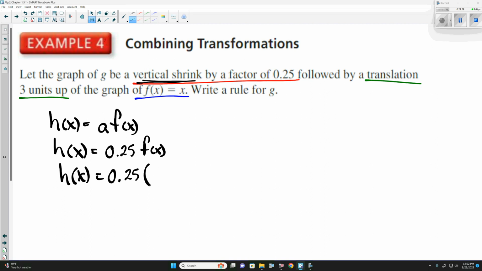Any questions on how we found the value of a? Now at this point, we can replug in f of x's function. Well, what is the function for f of x? Well, f of x is equal to x, so we're just going to plug in x. And if h of x is equal to 0.25x.